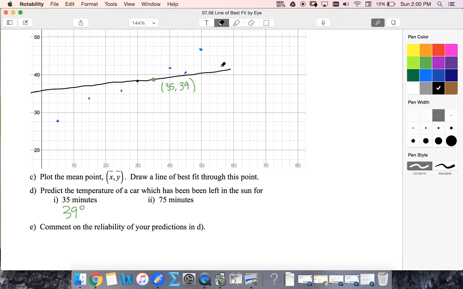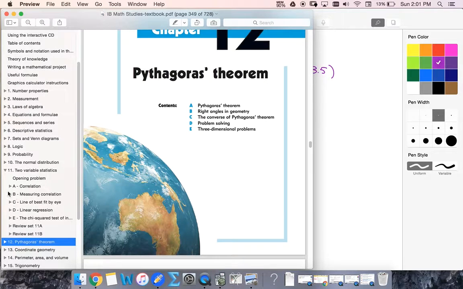75 minutes, well, that's going to not be a very accurate prediction at all. So 75 would be down here. Let's give that one purple. And that looks like it's just below 45, so maybe we'll call that 43.5. So 43.5.